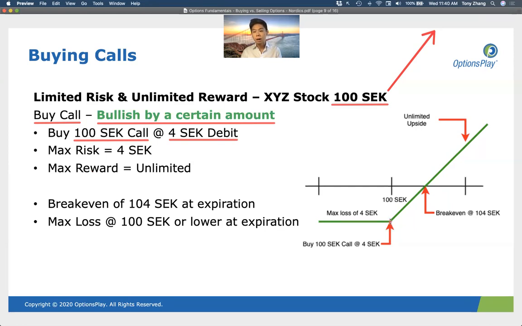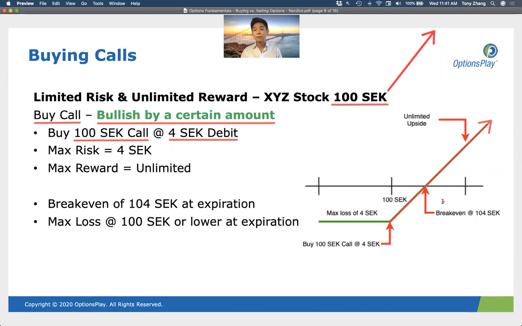When you buy a call option, what you get is unlimited reward to the upside. If you buy a call option and the stock goes higher, the more the stock goes higher, the more money you can make. So you have unlimited upside. If the direction that you called on the stock is correct, and the stock keeps going higher and higher, you make more and more money. Similar to buying a stock. When you buy a stock, the higher the stock goes, the more money you make, and there's no limit as to how much money you can make.